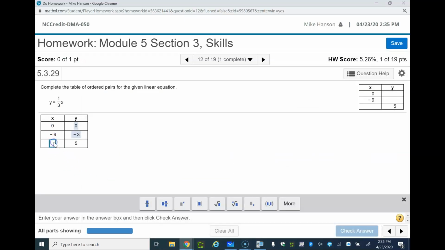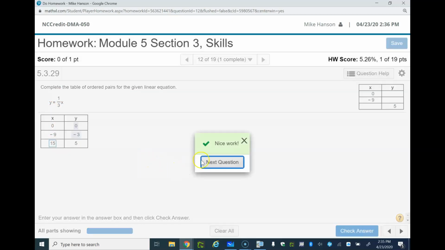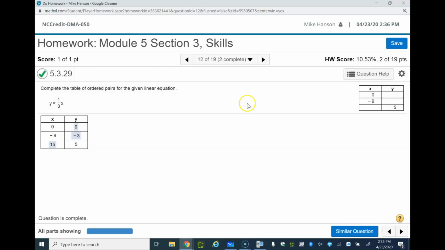So if you run into a problem where you don't see it in the calculator, then we're going to have to do the technique by hand like I showed you before. Plug in 0, plug in -9. This time for 15, we need to plug 5 in for y, and then bring this over by dividing by 1/3, and that gives us 15 to be the answer. Let's try one more.